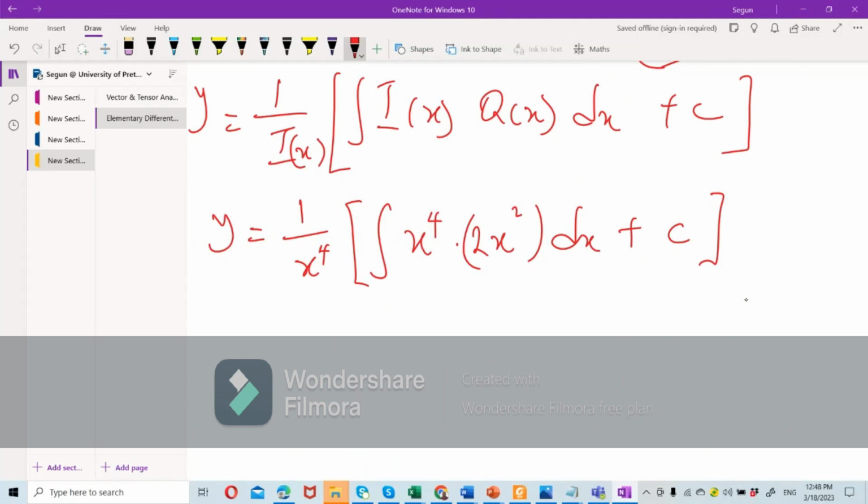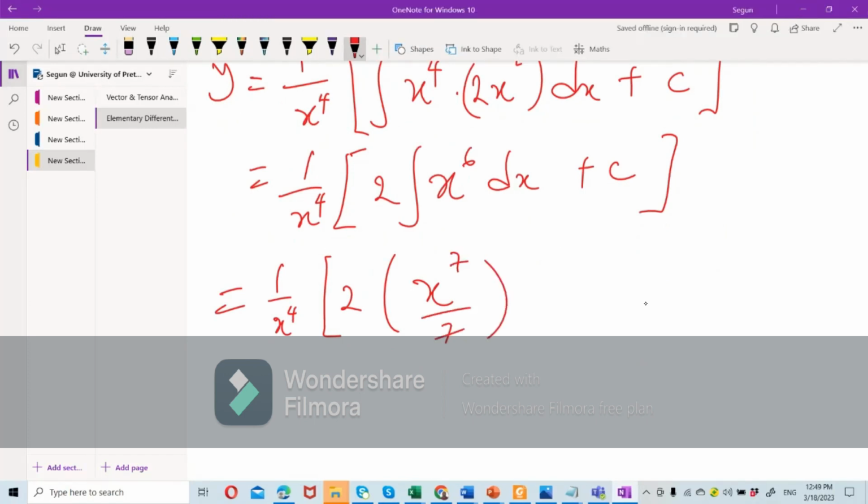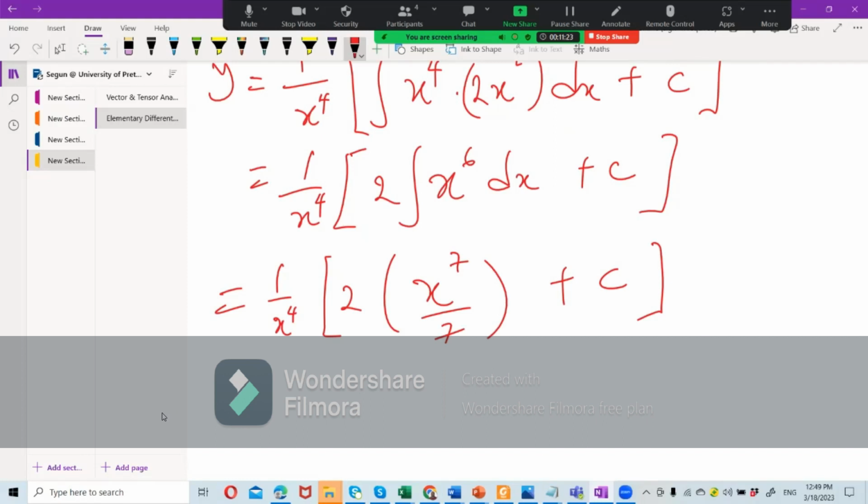So we can merge the two together by saying 1 over x raised to power 4. Let's first of all resolve the integration. Take 2 out, we have 2 times the integral of x raised to power 6 dx plus c. When you integrate x raised to power 6, what do you have? According to our calculus, we have 2 times x raised to power 7 over 7, everything plus c. Any question? Okay, that simply means no question.